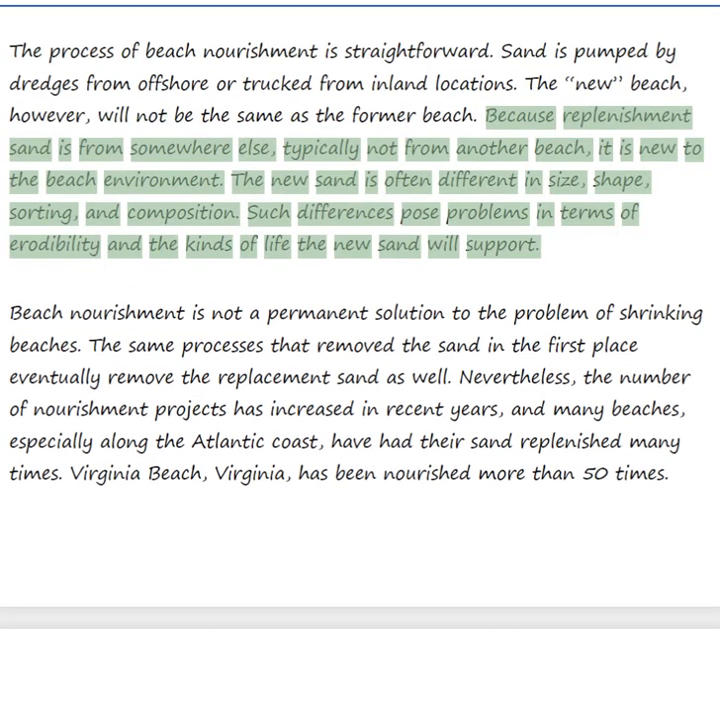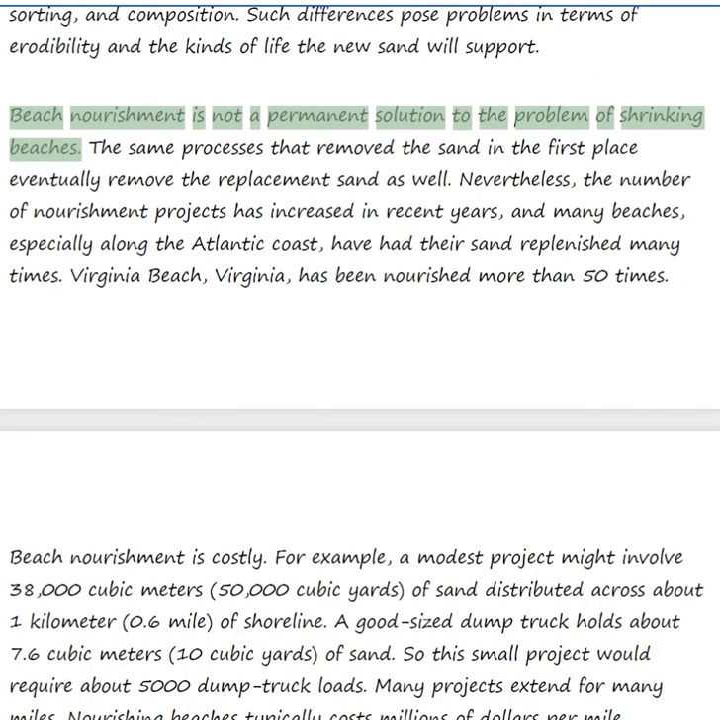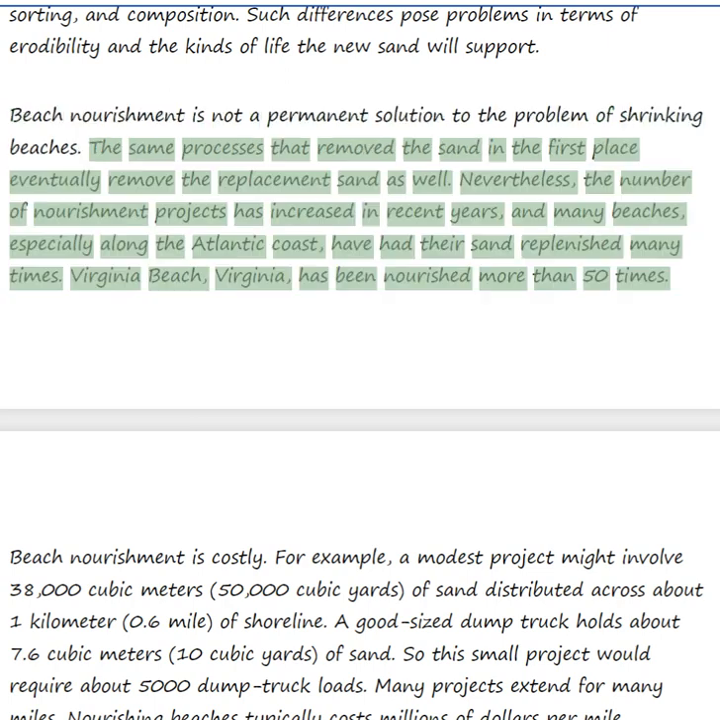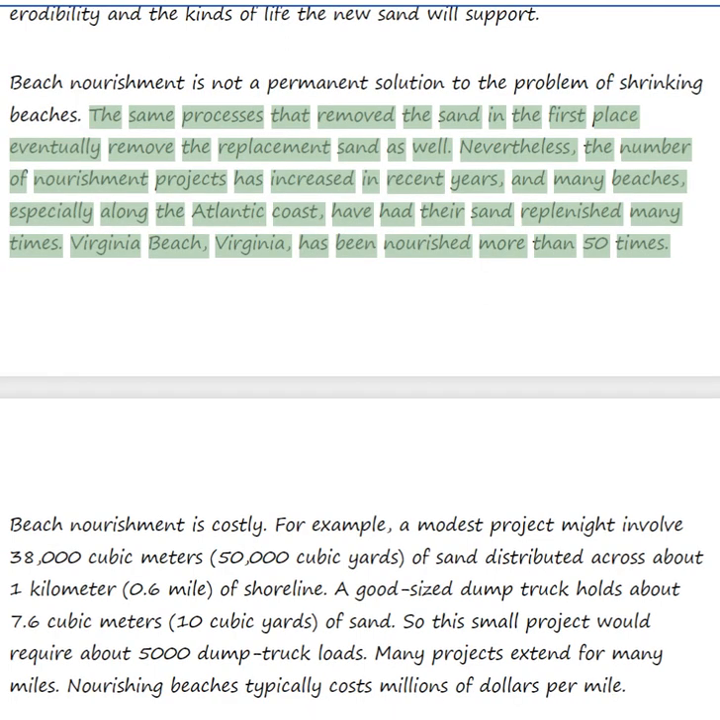Because replenishment sand is from somewhere else, typically not from another beach, it is new to the beach environment. The new sand is often different in size, shape, sorting, and composition. Such differences pose problems in terms of erodibility and the kinds of life the new sand will support. Beach nourishment is not a permanent solution to the problem of shrinking beaches. The same processes that removed the sand in the first place eventually remove the replacement sand as well.